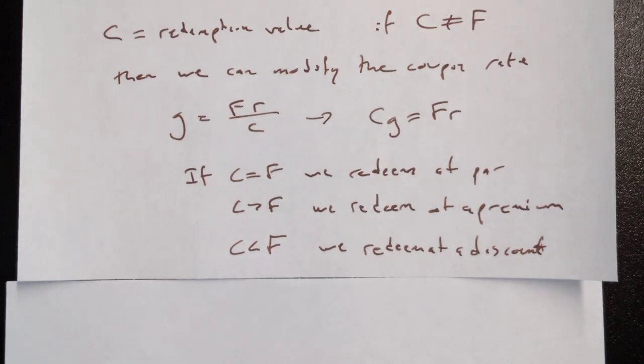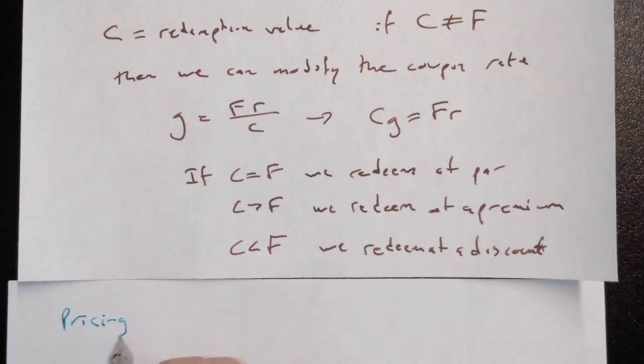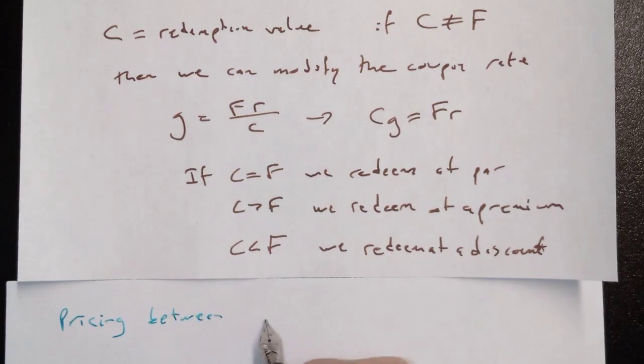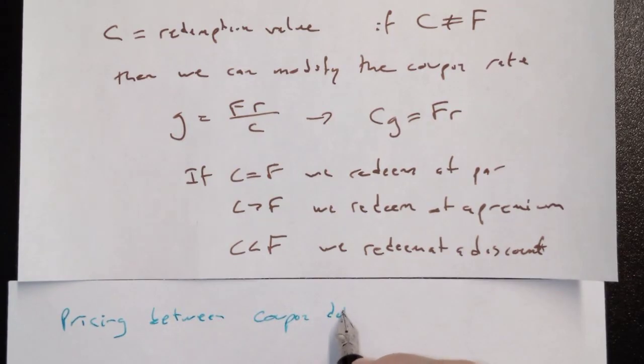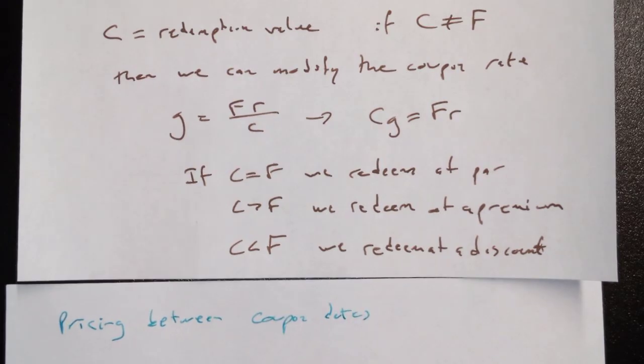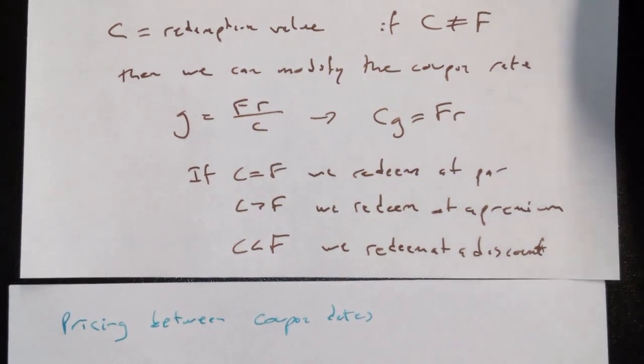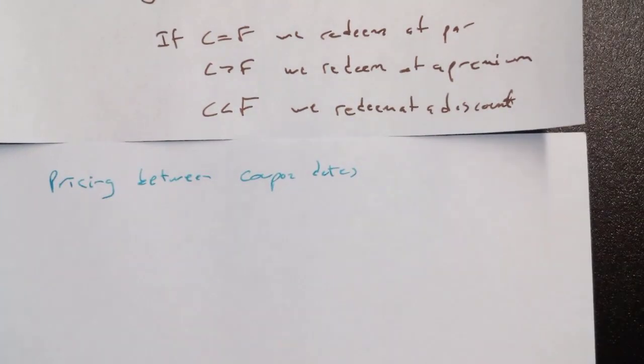The purchasing examples we did, we bought on a coupon date or exactly one coupon period before a coupon date. What happens if I buy between dates? When I buy between dates, I need to adjust the price by the fraction of the period between the time I'm buying and the next actual coupon date.